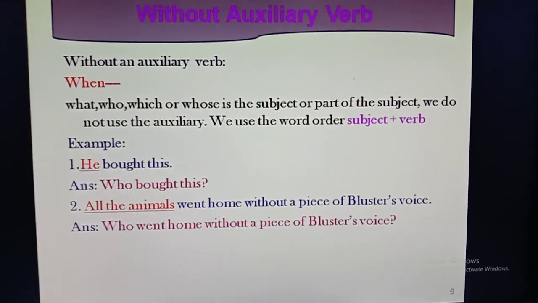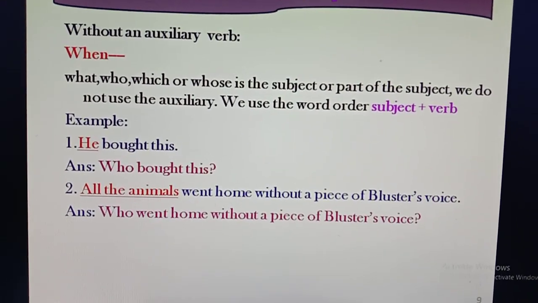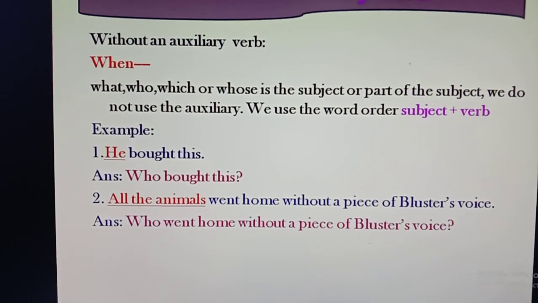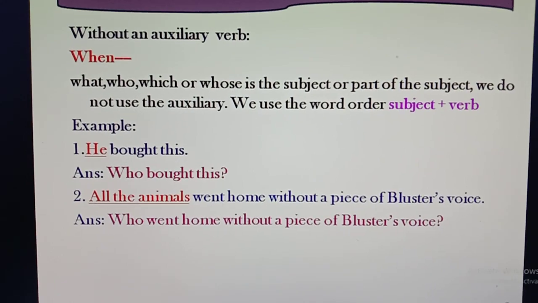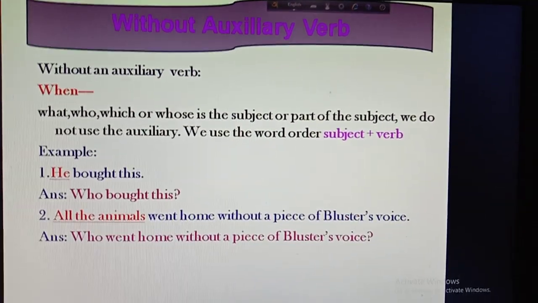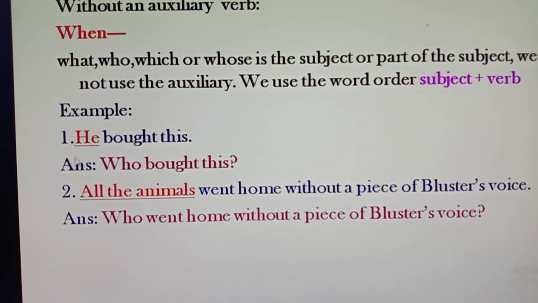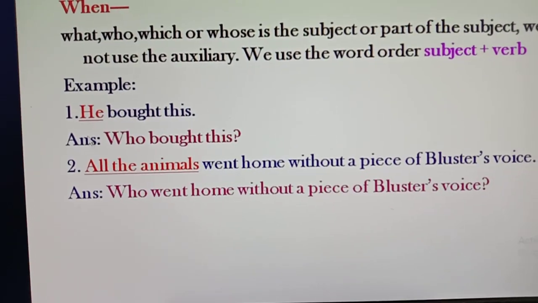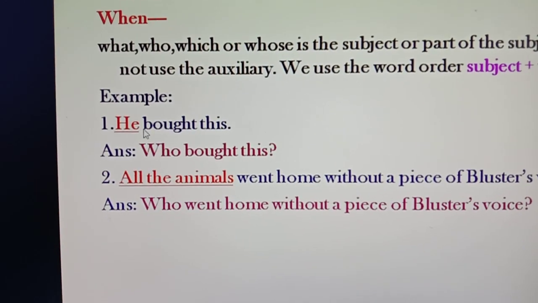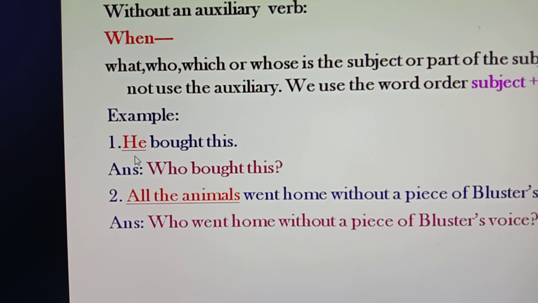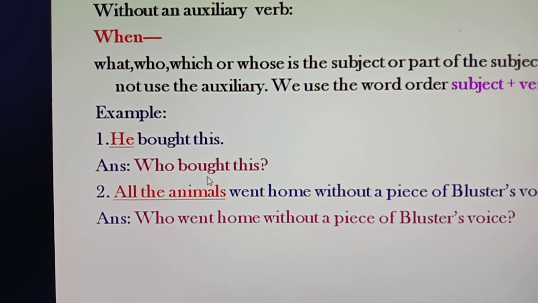But I hope you are clear about it. What, who, which and whose. So if these 4 words become the subject or part of the subject in a WH question, you are not going to use the auxiliary verb. Okay, so how can you identify the subject? You have to read the sentence that is given. Okay, he bought these. So we know he is the subject here, that's why he is a person. I have used here who, so who becomes the person also, that's why you need not bring any auxiliary verb.